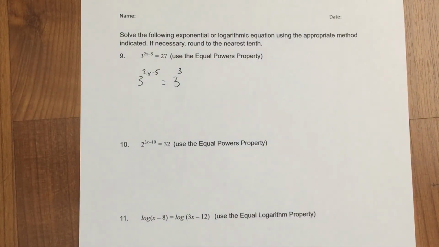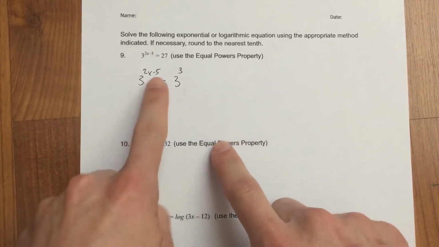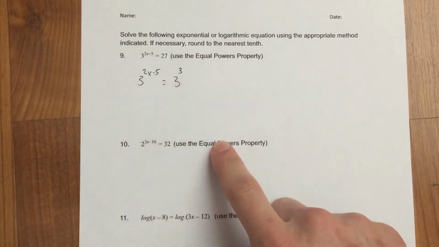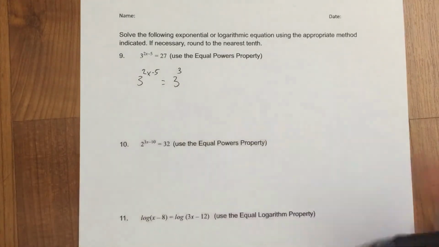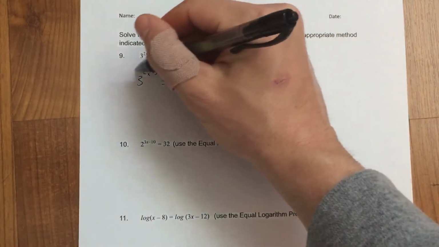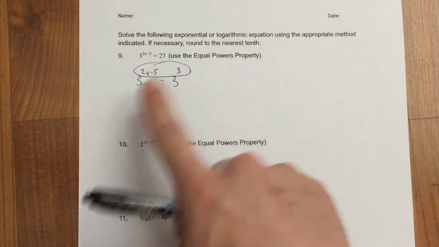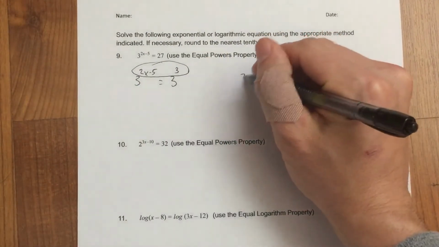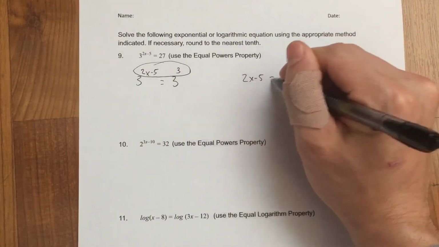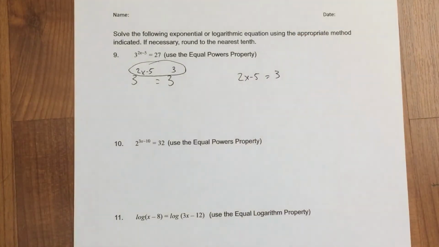Now we call this the equal powers property because if I have 3 raised to a power equals 3 raised to a power, well, the 3's are already the same. That means these exponents have to be equal. The equal powers, the powers are equal to each other. So we can write an equation like this. 2x minus 5 must equal 3.